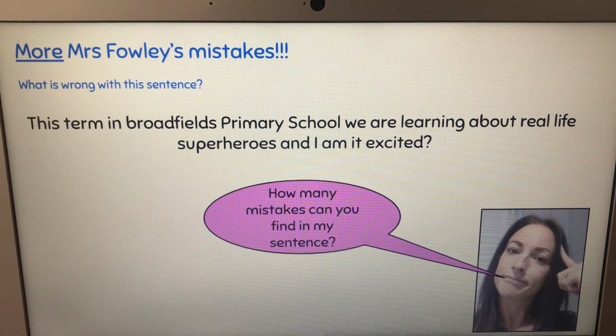So, this term in Broadfields Primary School, we are learning about real-life superheroes, and I am excited. How many mistakes can you find in my sentence?